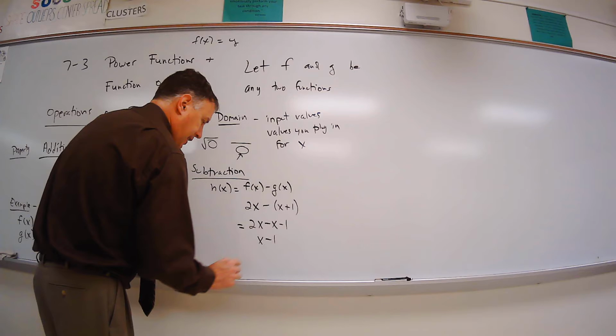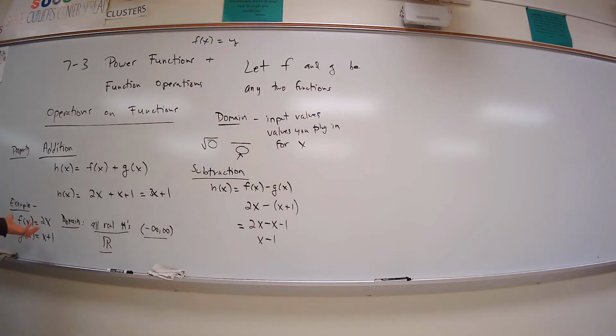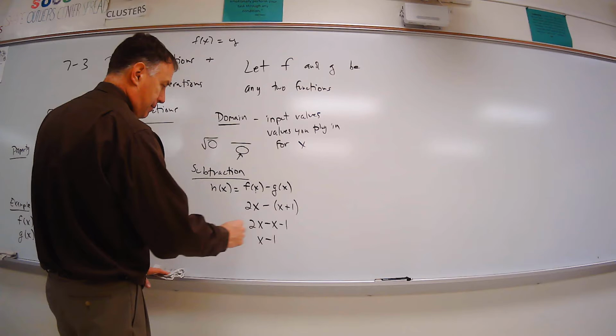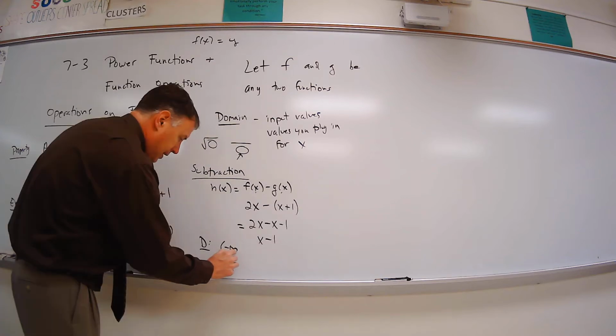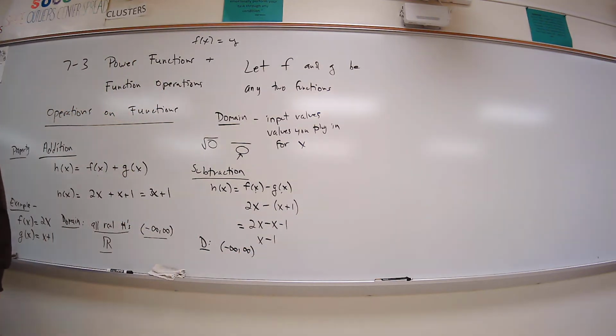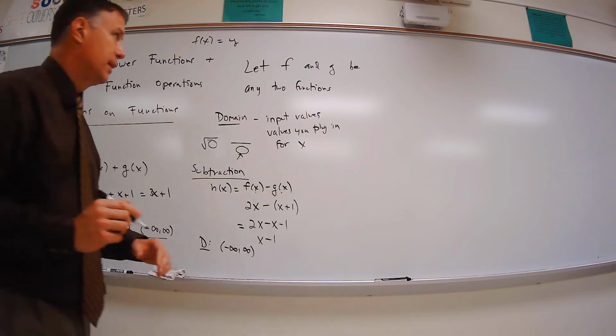And then we're going to talk about our domain. Well, we already talked about it with addition. Subtraction is really no different. Okay? The domain of f is all real numbers. The domain of g is all real numbers. So my domain here is going to be all real numbers. Okay? So as you can imagine, the next one's going to be multiplication.